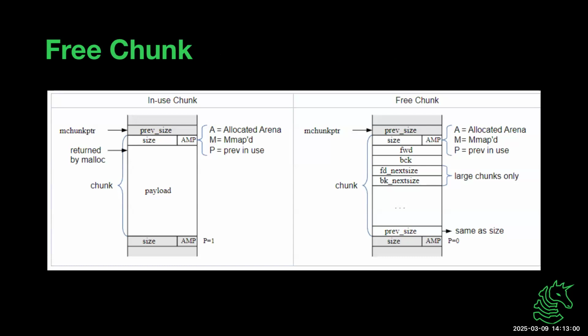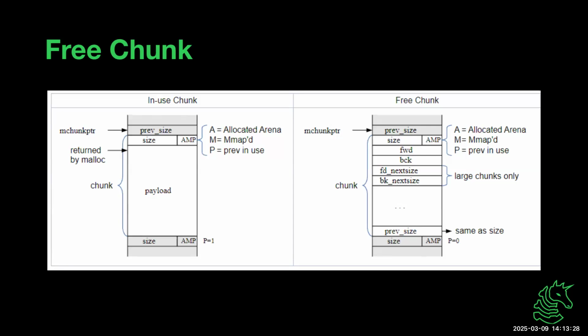An in-use chunk will have, well, the core metadata is just the size. The arena and whether it's M-mapped or not are not something you really need to worry about here. The prev in use flag is pretty important. It says whether the previous chunk adjacent in memory is in use, and that is important for coalescing and is also pretty important for some exploits.